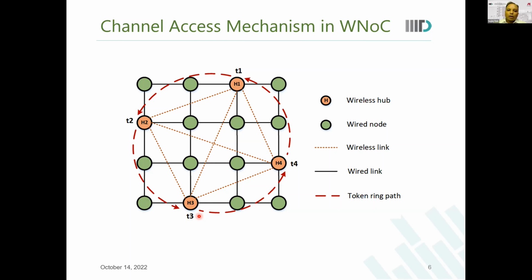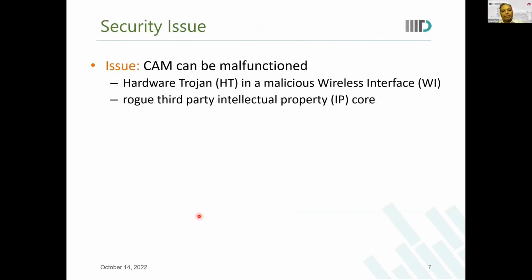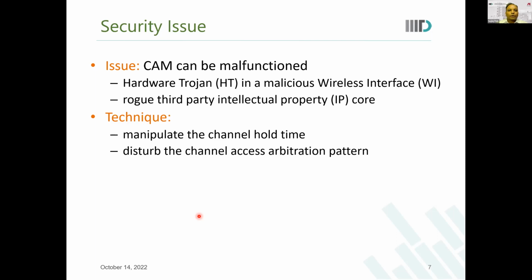Similarly, another vulnerability could be where you play with the header flit itself. As John has pointed out, if some Trojan plays with the header flit, then there will be a spoofing kind of attack where your messages will be going everywhere without going to the actual destination. So the security issues are reiterated here. The channel access mechanism can be malfunctioned by some hardware Trojan, where the wireless interfaces will get affected. Rogue third-party intellectual property codes can also change the headers, etc.